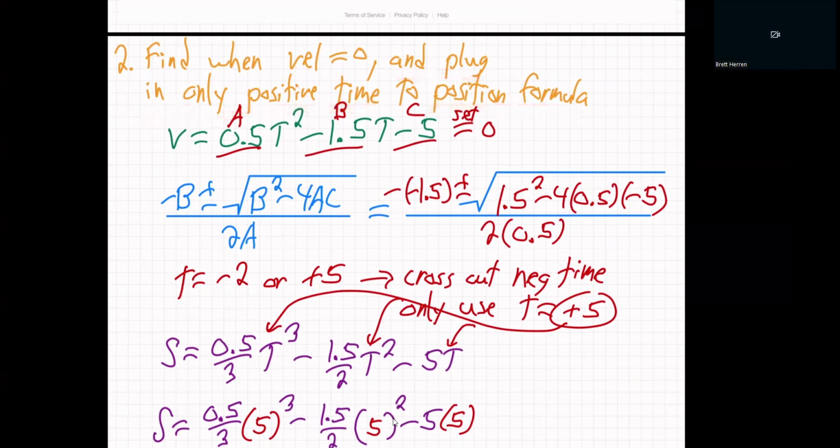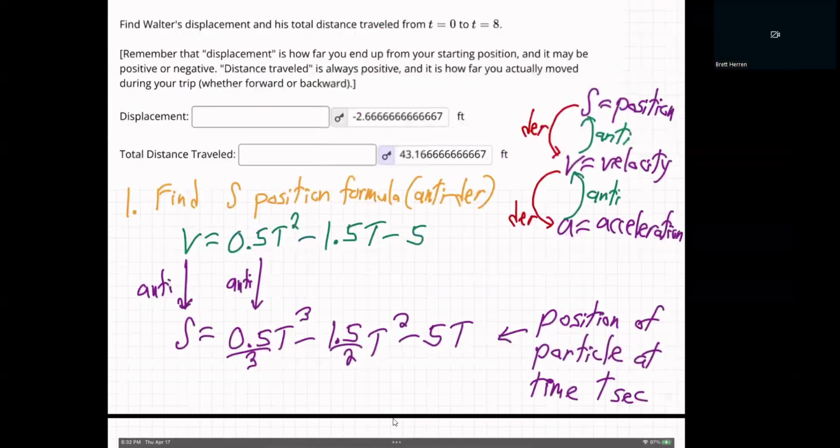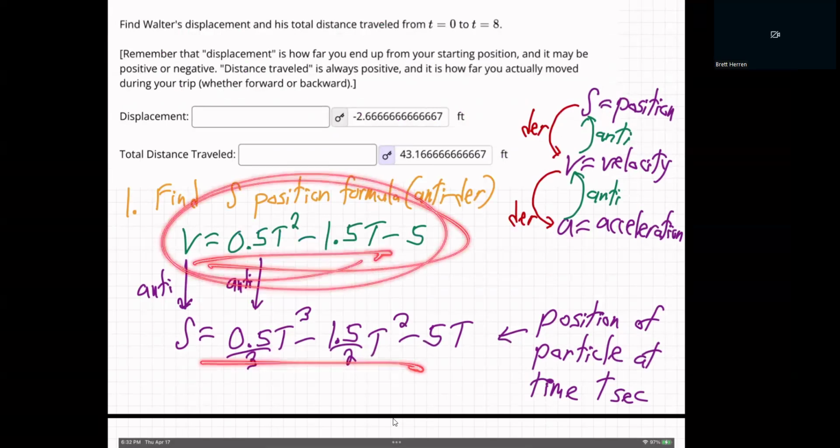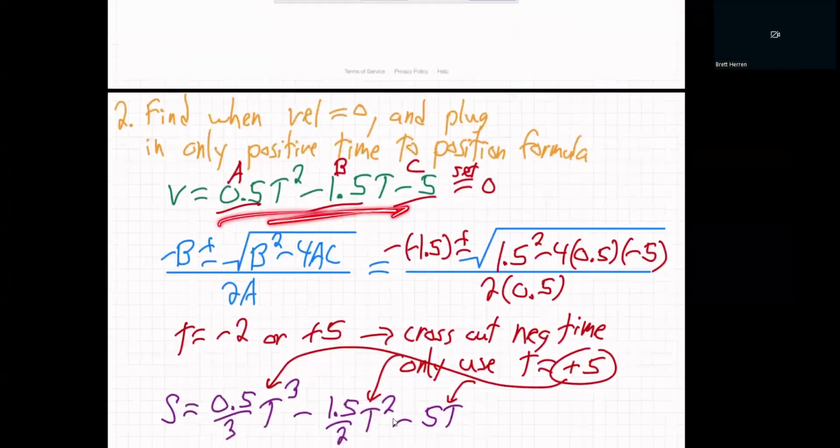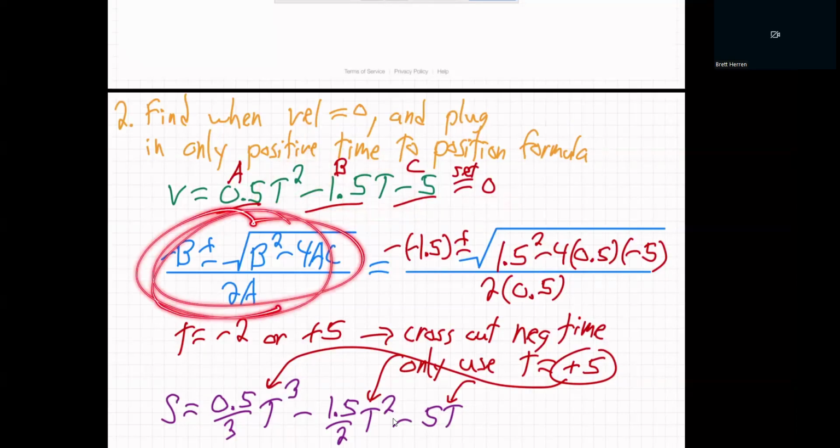What am I talking about? Well, I've got to find when the velocity is 0. So I take the velocity. Here's the velocity equation, right? We have the velocity and we have the position. Right now I want to know when the velocity is 0, so I come down here, take the velocity equation, and set it equal to 0. Well, how do I solve a t squared equation? The quadratic formula: negative b, plus or minus, etc.